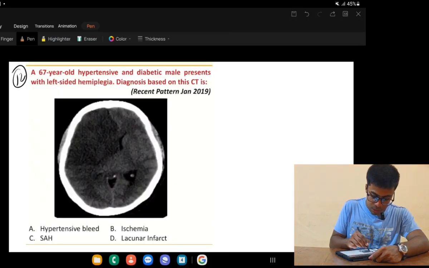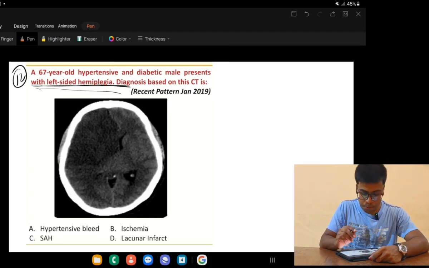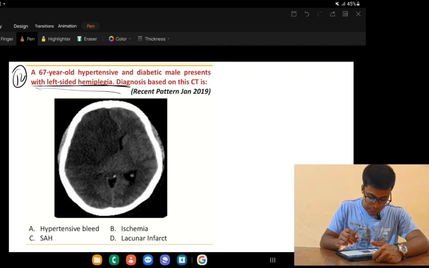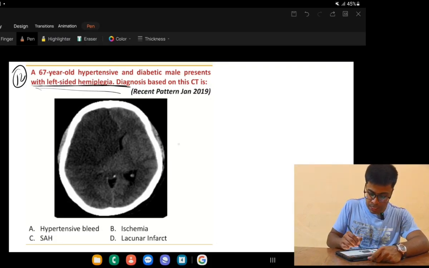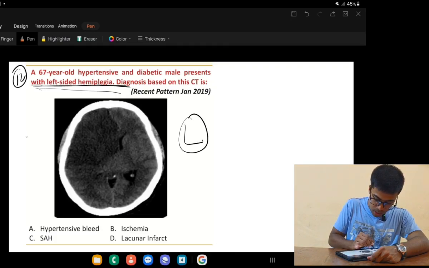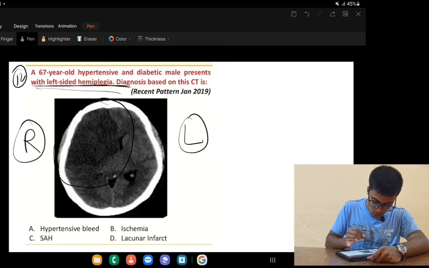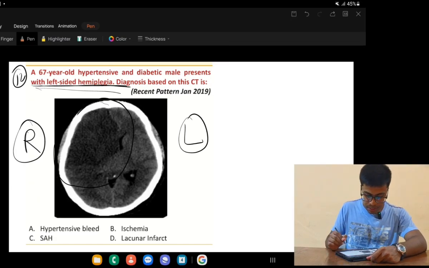A 67-year-old hypertensive and diabetic male presents with left-sided hemiplegia. Diagnosis based on CT. First we should determine the side. Always our right side is the left one and our left side is the right one. So in this case, the abnormality is on the right side. So what is this? Previously I have discussed what a hyperdense lesion is.